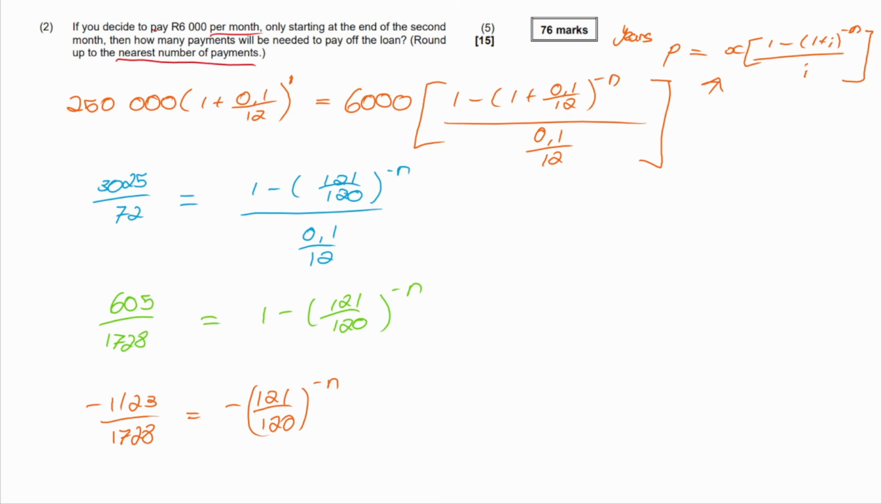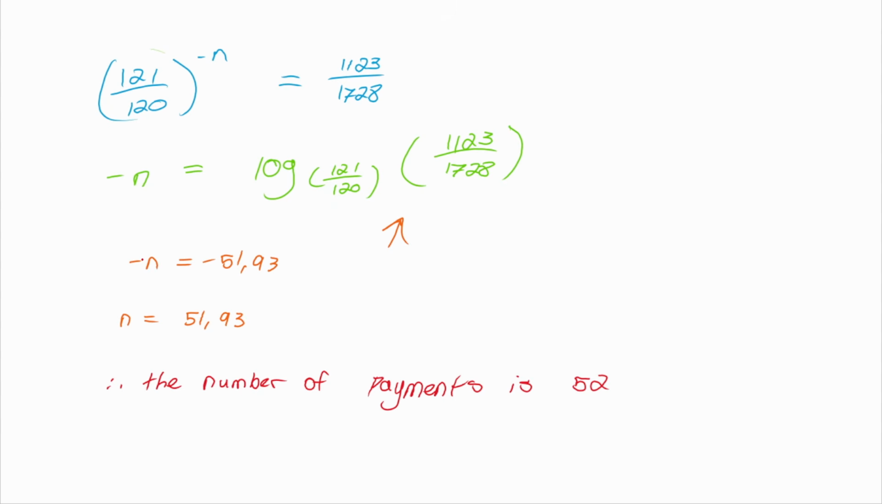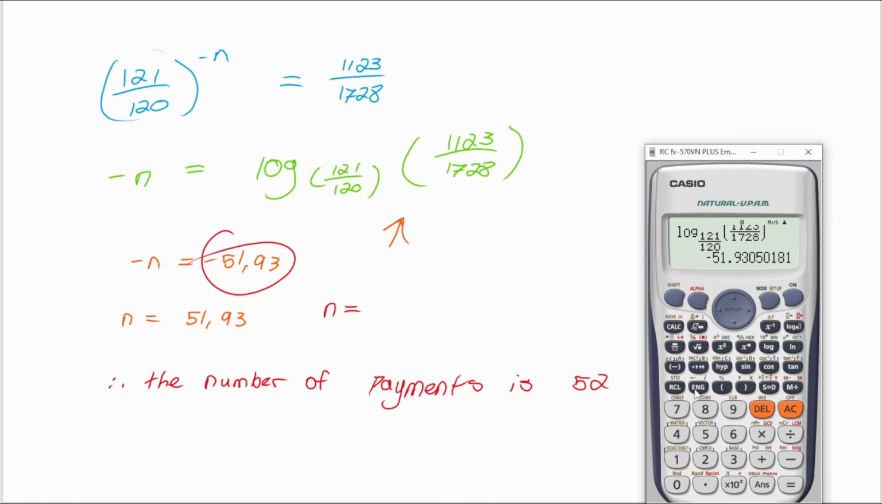So what would have happened is, if you had negative 12n over here, you would have got your n to be just this divided by 12. So you're going to get negative 51, or just 51.93. Let me show you the calculator. You're going to be getting 51.93 divided by 12. This is what you would have got in the calculator if you were working with negative 12n. So careful now, this is the number of years.